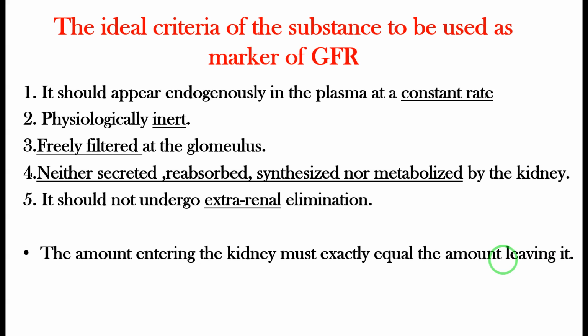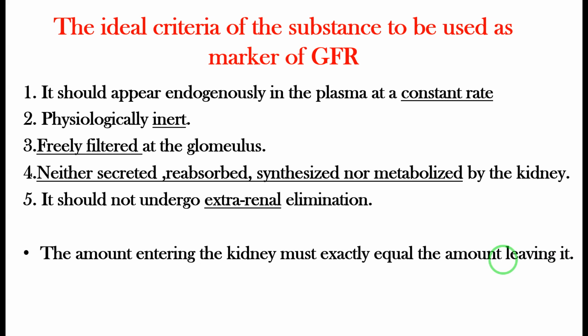First of all, it must be produced at a constant rate. If there is diurnal variation in the substance to be measured, then it will not be a good marker because it will affect the level of the GFR, maybe in the morning differ from the night, and this is not acceptable. And it must be produced endogenously inside the body. It is better because of easiness of the measurement. In addition, it must be physiologically inert, and it must be freely filtered at the glomerulus.